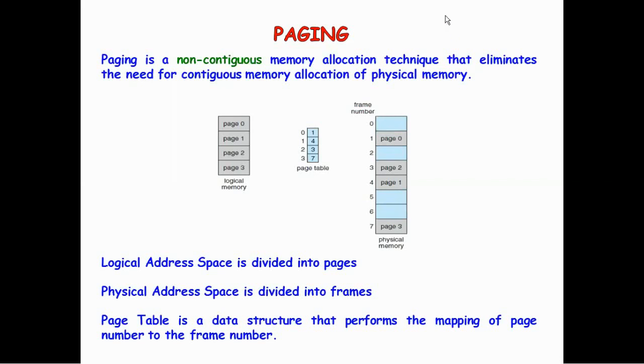Then page table is a data structure that performs the mapping of page number to a frame number. In the diagram, the logical memory contains 4 equal sized pages. The page table maps page number to frame number, and the first entry of the page table contains 0, 1. It means that page 0 is mapped to frame 1. Hence, in the physical memory, page 0 gets loaded in the frame 1. So this is the explanation for the given diagram.